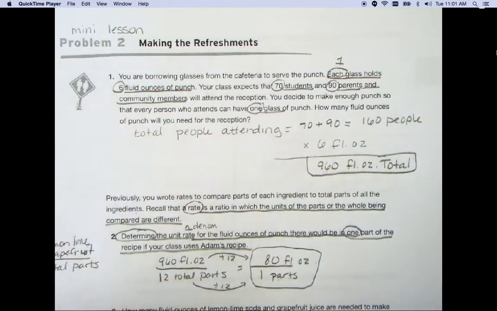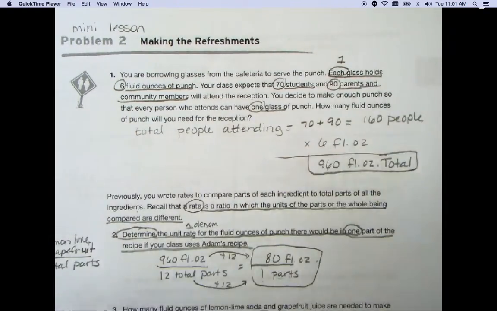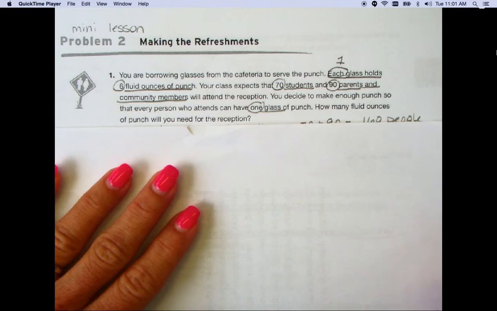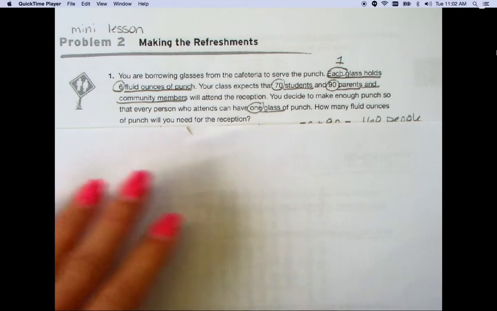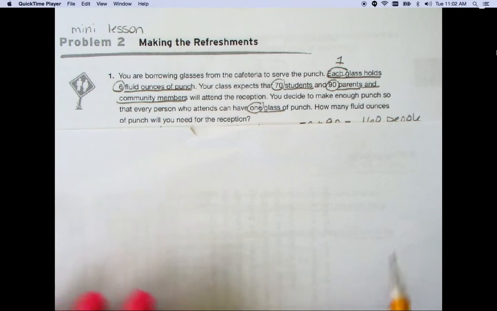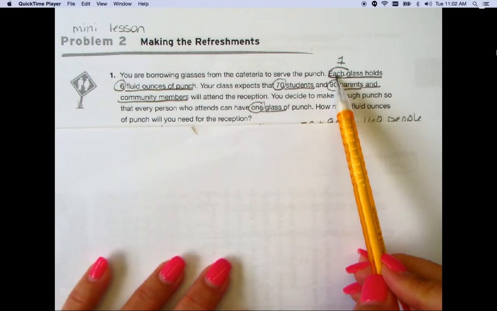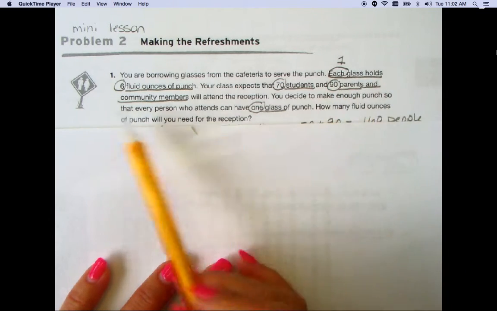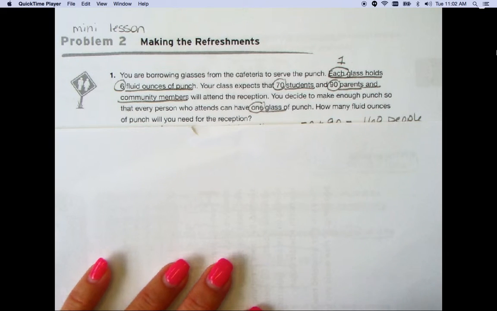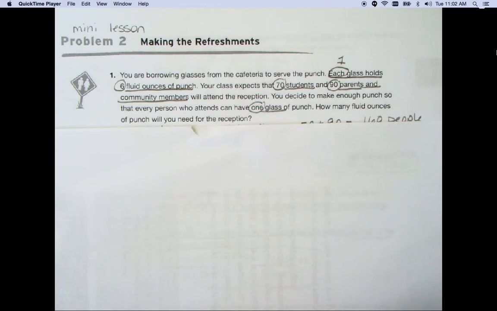Problem 2 is a little tricky. So let's go back and read the problem. You're borrowing glasses from the cafeteria to serve the punch. Each glass, so that's kind of referring to the number 1, each one glass holds 6 ounces of punch. Your class expects 70 students and 90 parents and community members to attend the reception. You decide you're going to make enough punch so that every person who attends can have 1 glass of punch. How many fluid ounces of punch will we need for the reception?